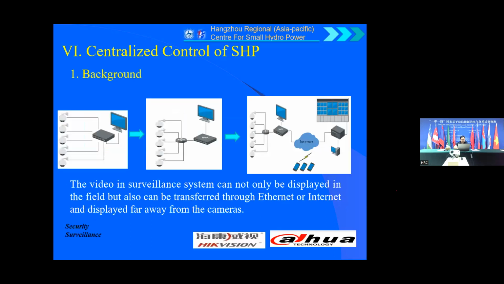The video surveillance system can not only be displayed in the field, but also be transferred through the internet and displayed far away from the cameras. So first, we used an analog signal system for the monitoring system, for the video surveillance system. And on the next page, we can use a switch to connect all these cameras.